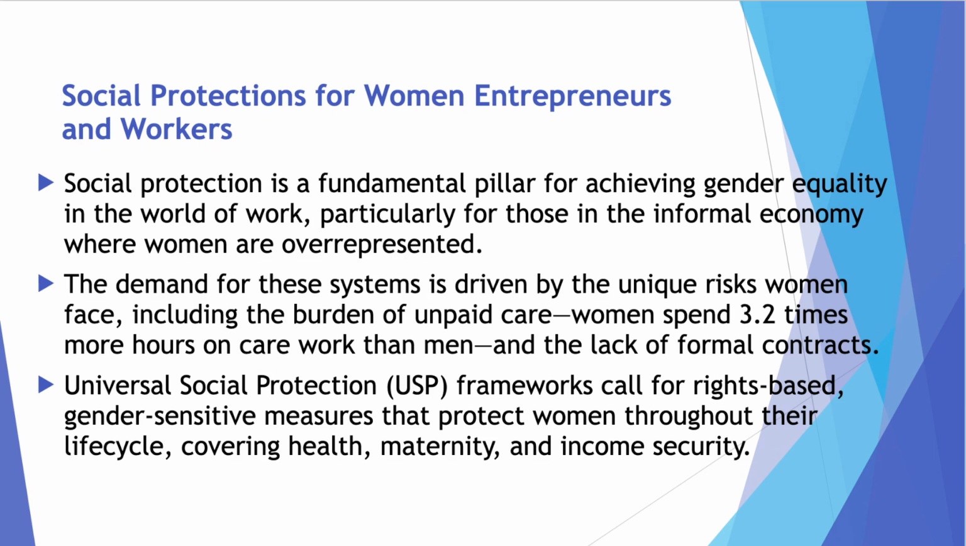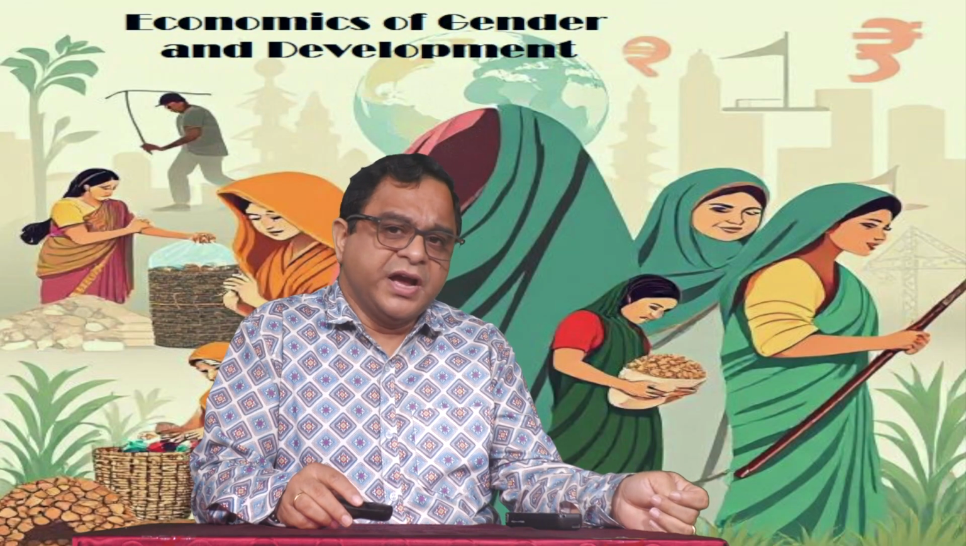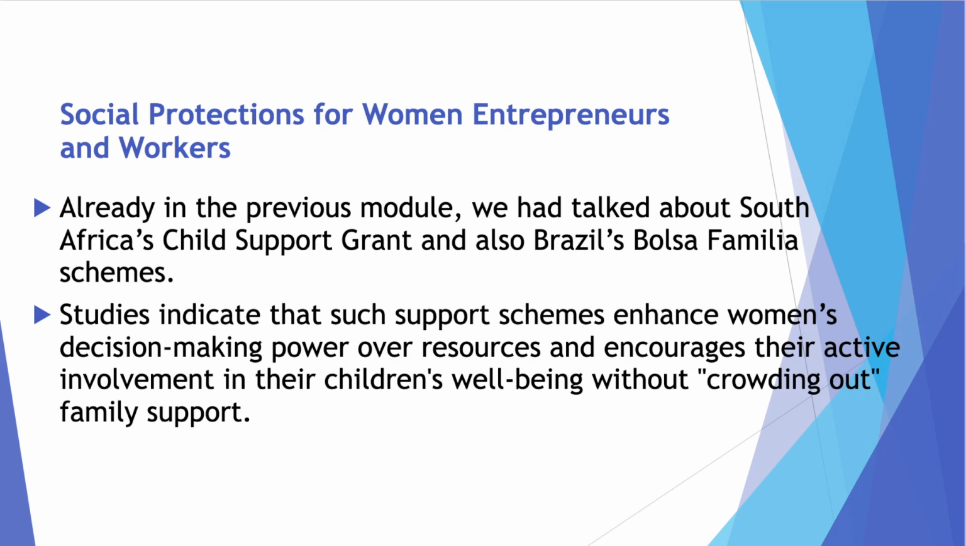Now, universal social protection, USP you may call it, frameworks call for rights-based, gender-sensitive measures that protect women throughout their life cycle, covering health, maternity, and income security. And already in the previous module, we had talked about South Africa's Child Support Grant and also Brazil's Bolsa Familia schemes. Now, studies like those indicate that such support schemes enhance women's decision-making power over resources and encourage their active involvement in their children's well-being without crowding out family support.